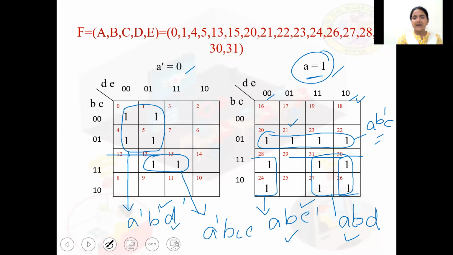If they ask you to write all the prime implicants, we have to make the largest groups possible by considering all the minterms. All the possible combinations of larger groups we have to make. So for the final expression, we have to include all the terms.